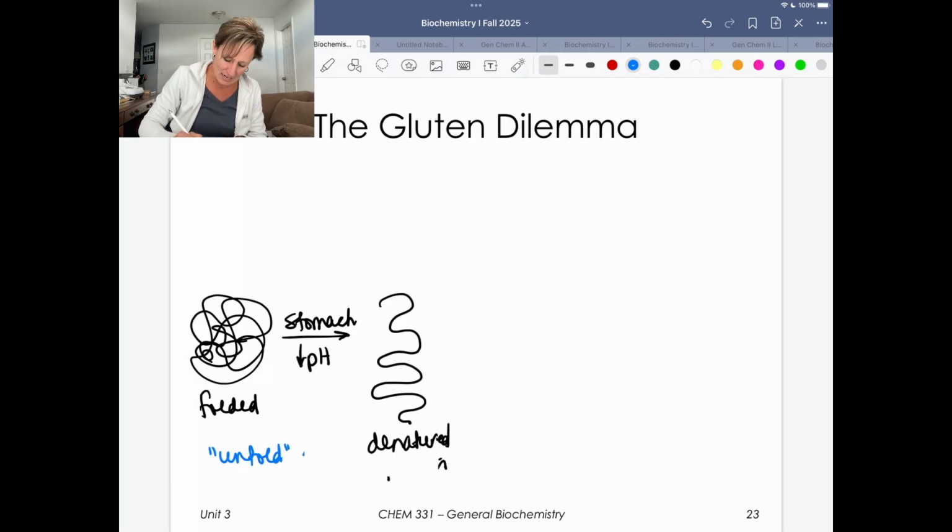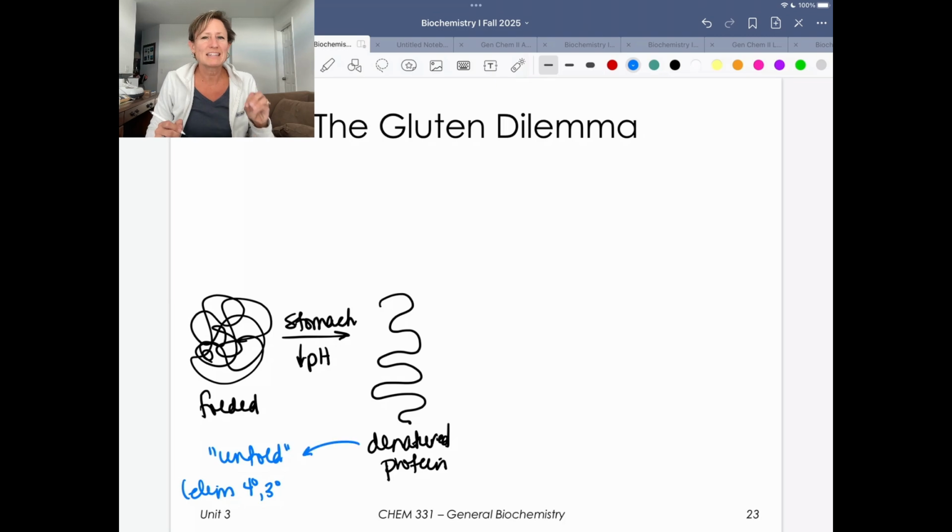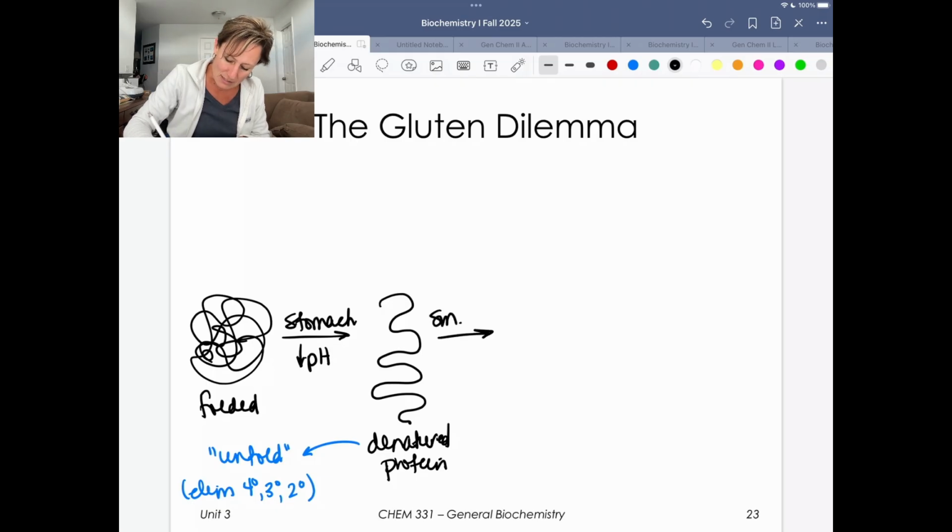Reminding you what it means to denature a protein is to unfold it, which means we've eliminated any quaternary structure, if it was a protein that had quaternary structure, eliminated tertiary structure, eliminated the interaction of those side chains with each other, and then also eliminated secondary structural elements. So eliminated that hydrogen bonding that allowed us to form those alpha helices and those beta strands interacting to form beta sheets.